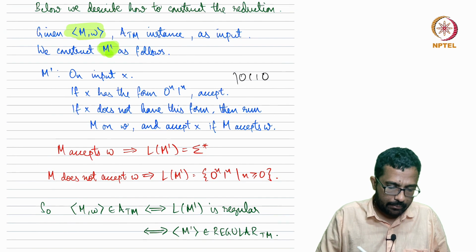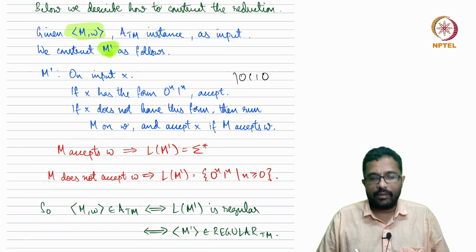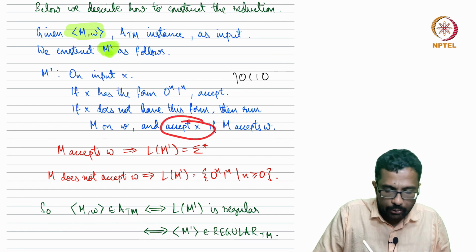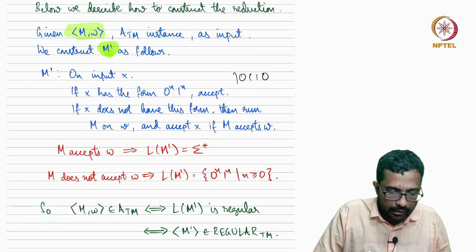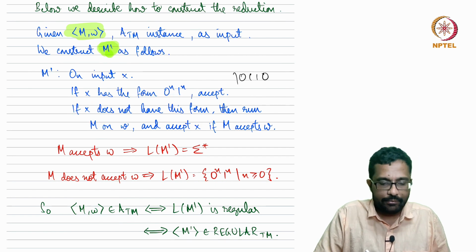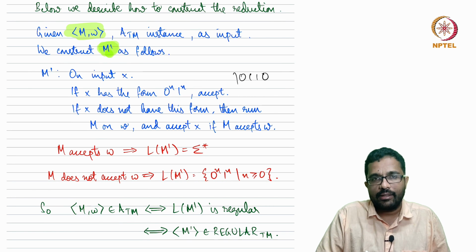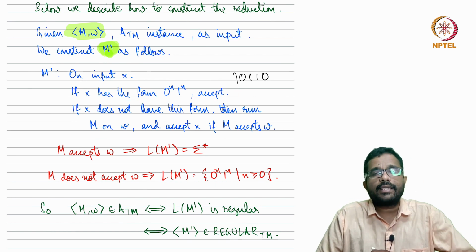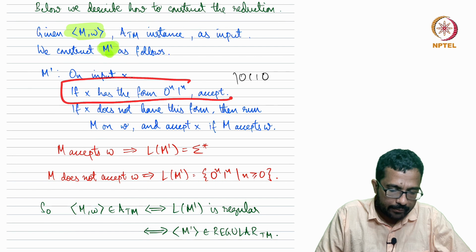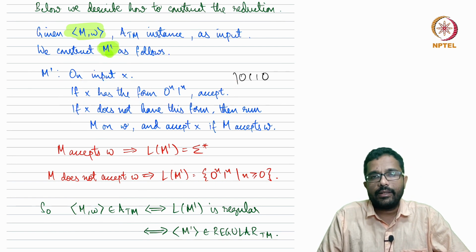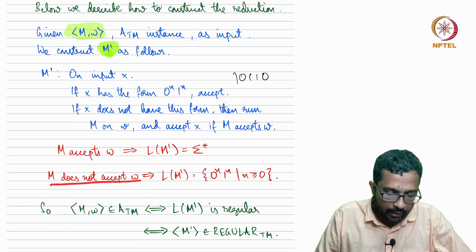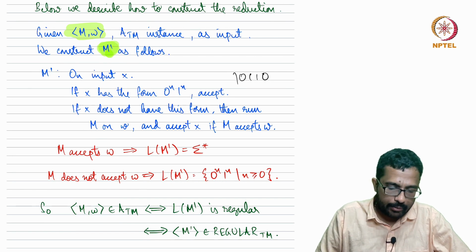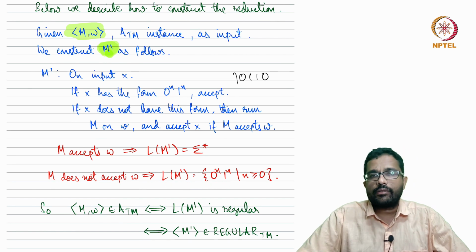If M does not accept w, then here we do not accept x, which means if x does not have the requisite form, meaning x is not of the form 0^n 1^n, it is not accepted. So the only x that are going to be accepted are through this line, 0^n 1^n. So if M does not accept w, the language recognized by the Turing machine M prime is just the set of all strings of the form 0^n 1^n.